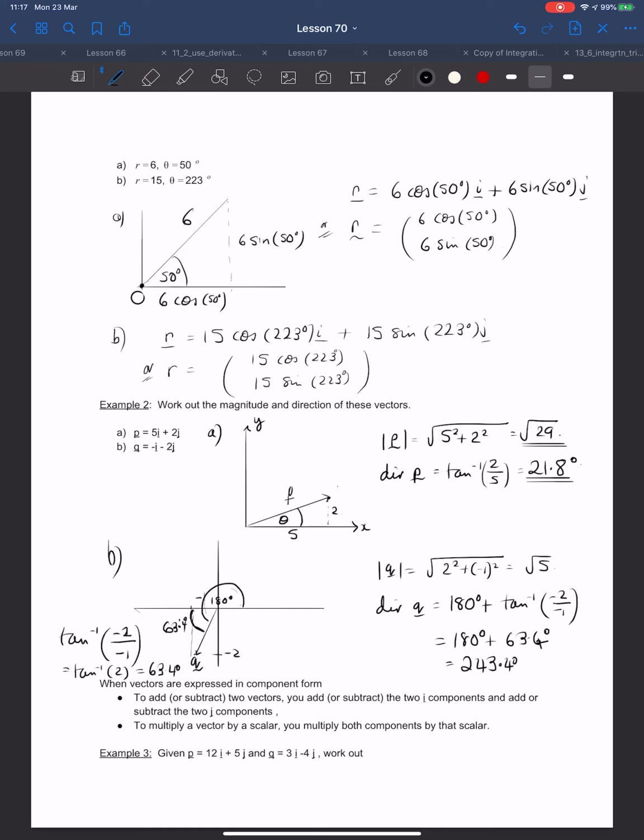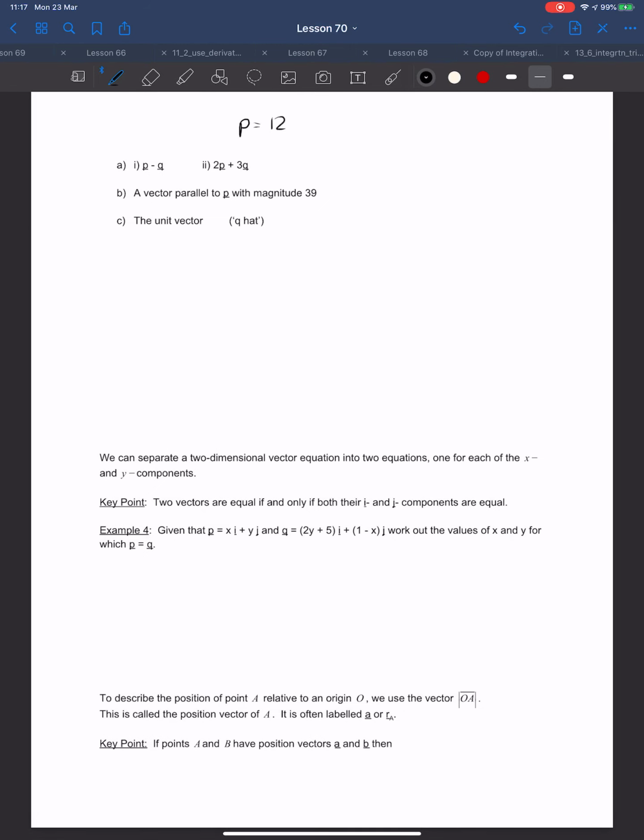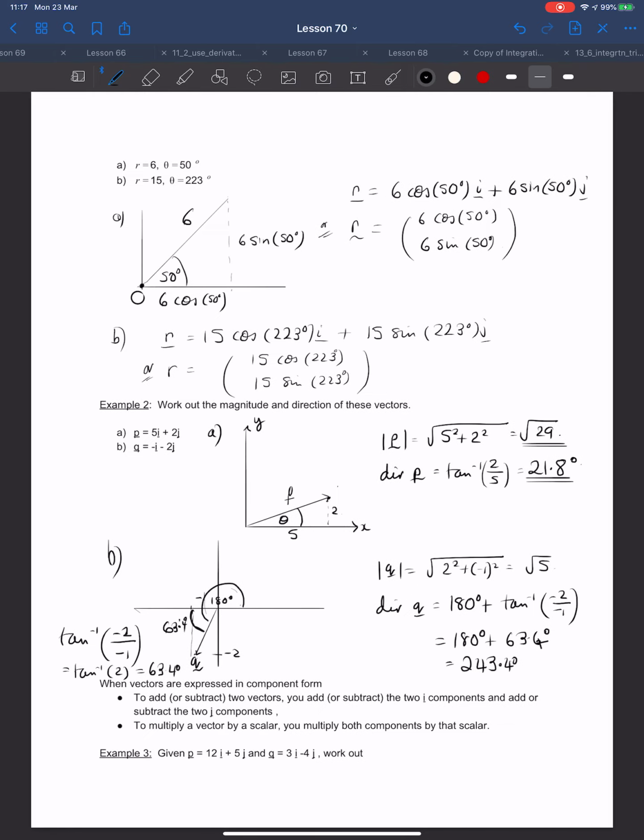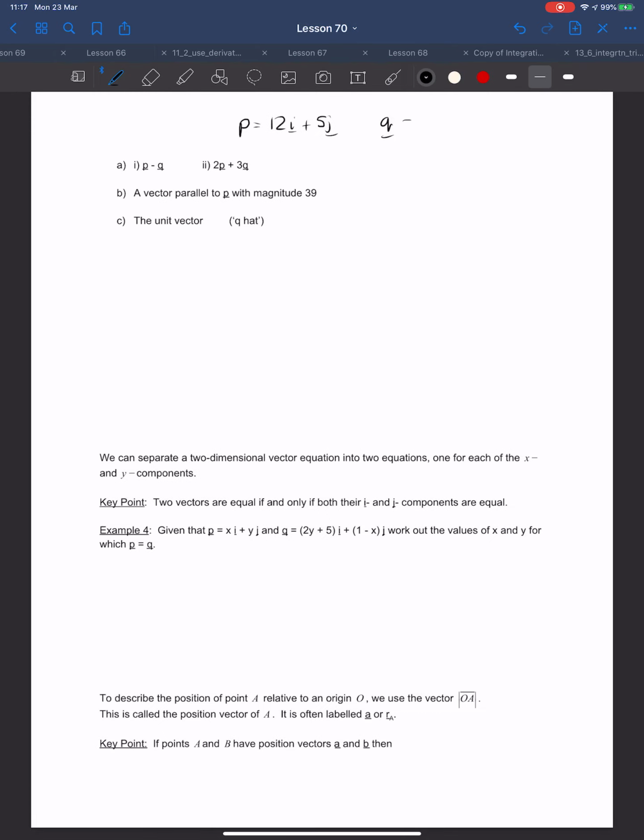Next one. When vectors are expressed in component form, to add or subtract the vectors, you add or subtract the i components and then add or subtract the j components. To multiply a vector by a scalar, you multiply both components by that scalar. So P is 12i plus 5j. And Q is 3i minus 4j. And it says work out P minus Q, 2P plus 3Q, a vector parallel to P with magnitude 39, and the unit vector Q hat.